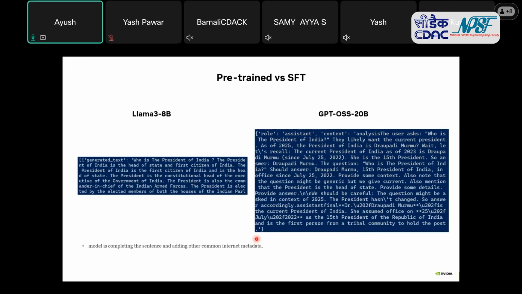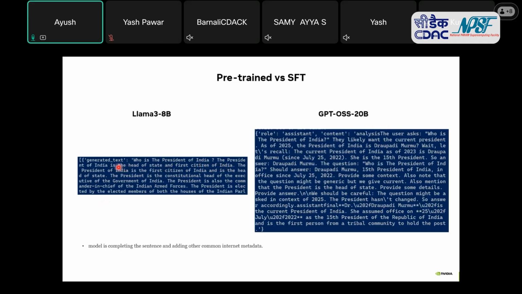So let's start with how the output of the pre-trained LLM and the supervised fine-tuned, that is, post-trained, LLM looks. This is the output of Llama 3 8B, which I ran on my system. This is only the pre-trained checkpoint; no supervised fine-tuning or alignment has happened. Let's say I ask who is the president of India. It will just recall from the pre-training data what kind of text to fill in after this. So it's just doing a kind of next token prediction.